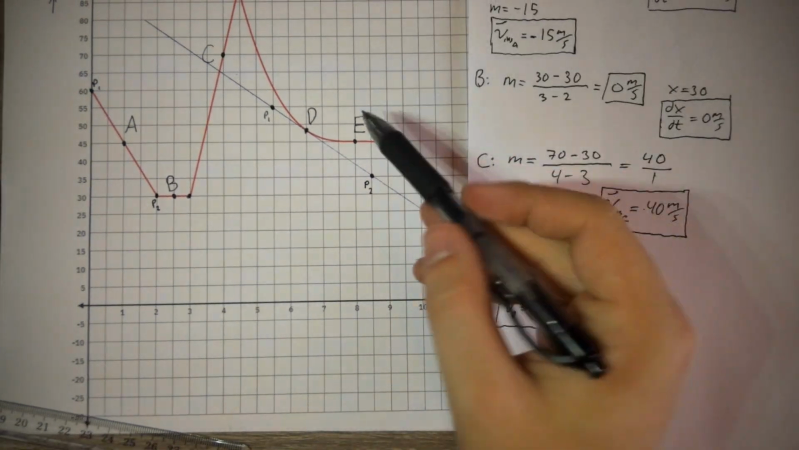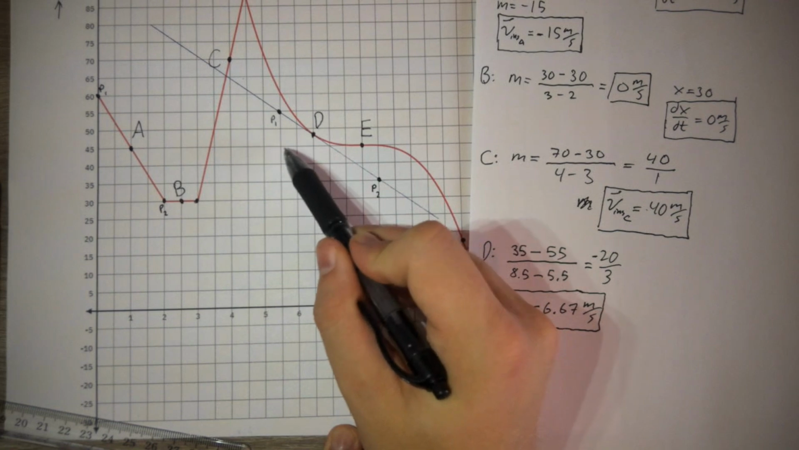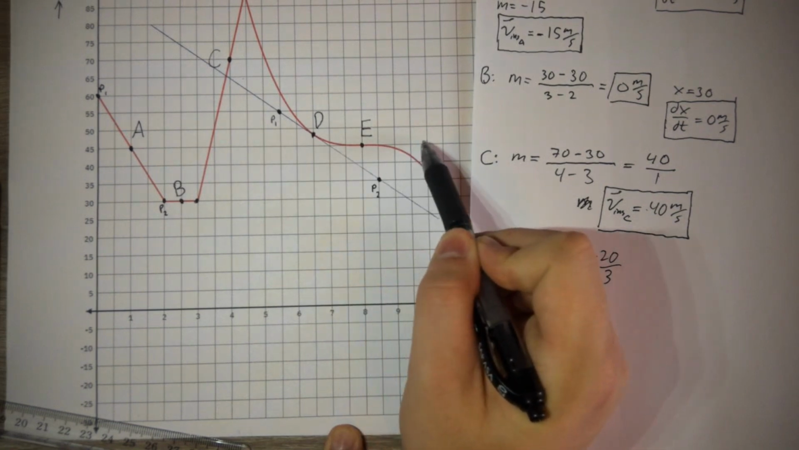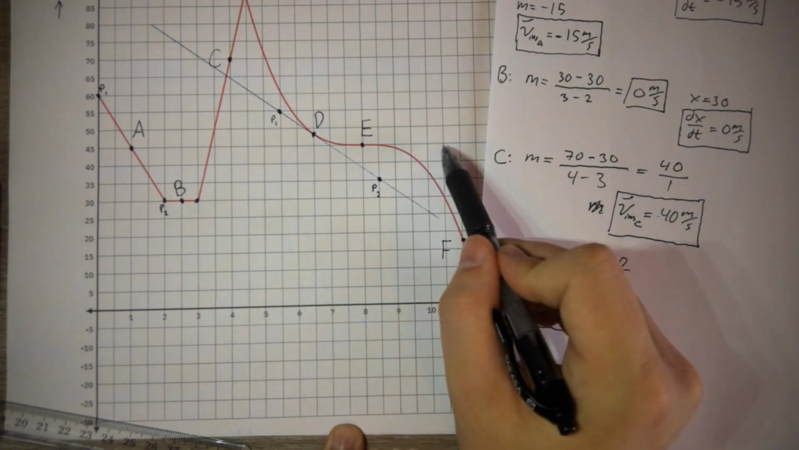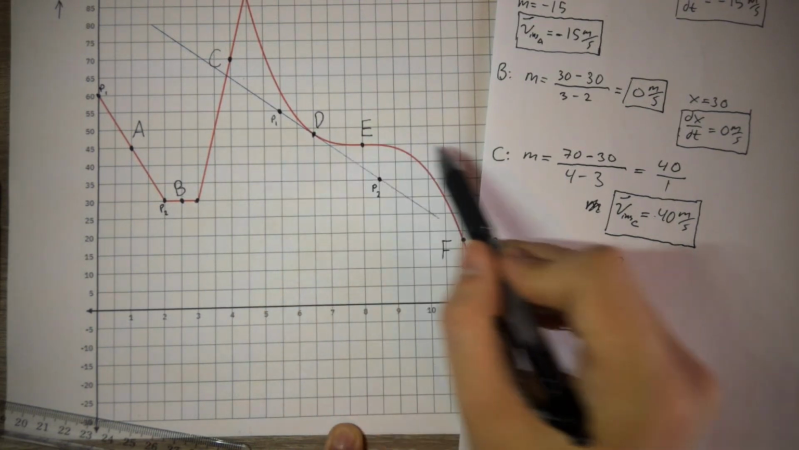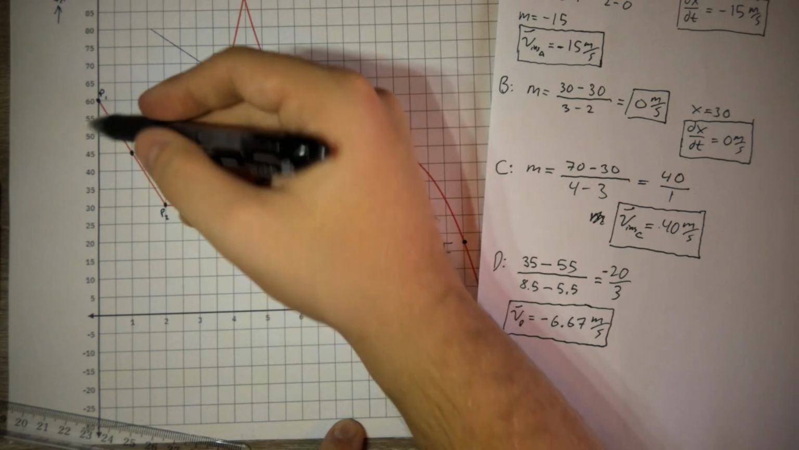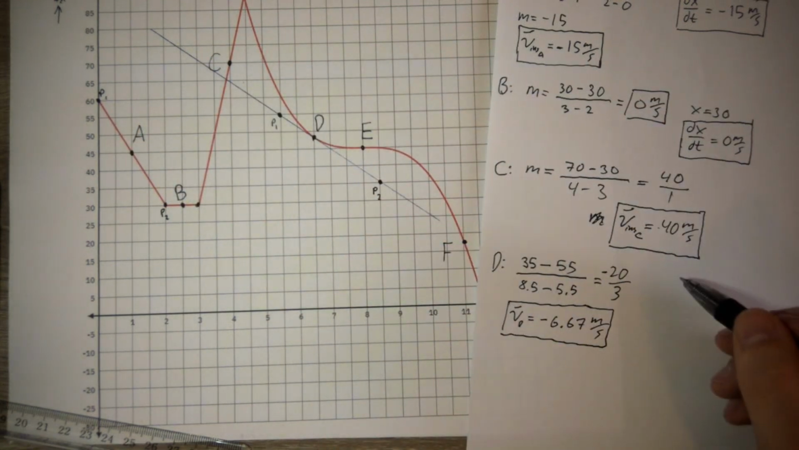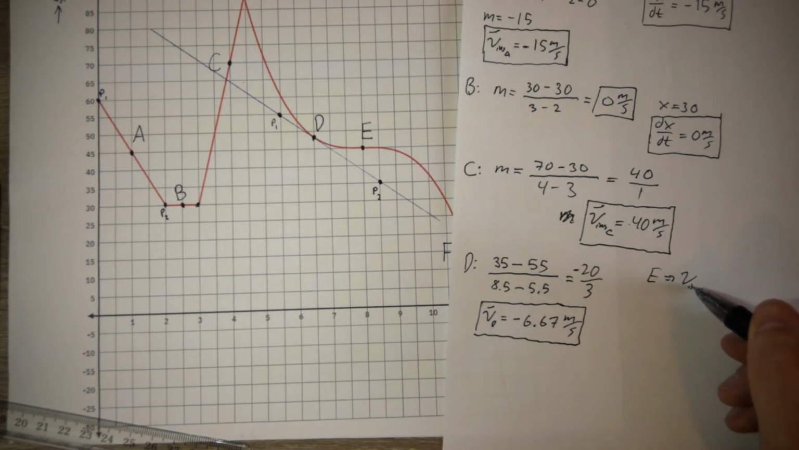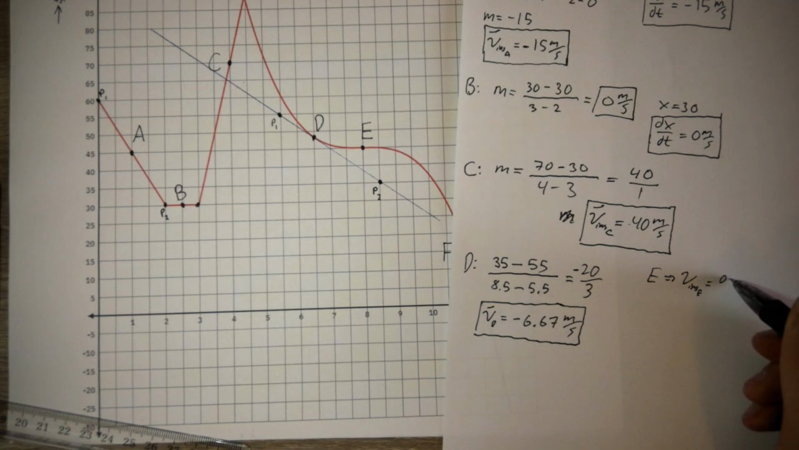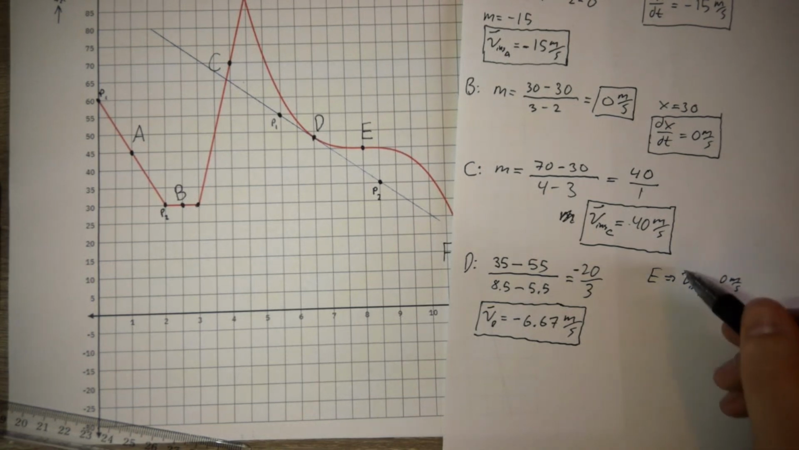Now E, I'm just going to tell you right now, if you find the tangent line, it's going to be 0. It's going to be right along the x equals 45 here, and so E also equals 0, similar to B.